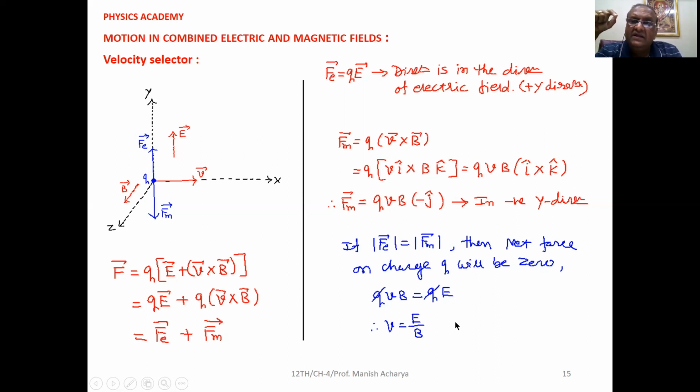So if electric and magnetic field are mutually perpendicular, and if charged particle enter perpendicular to both with velocity E by B, then in that particular case, the net force on the charged particle, that will come to 0, and the particle will move with constant velocity without changing its path. Clear to all of you?